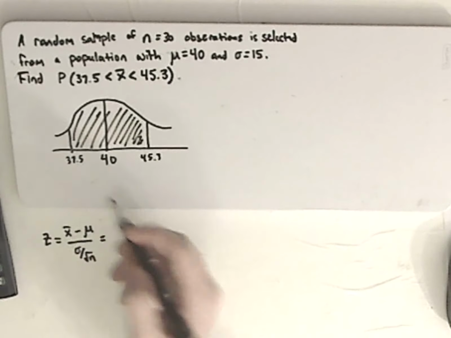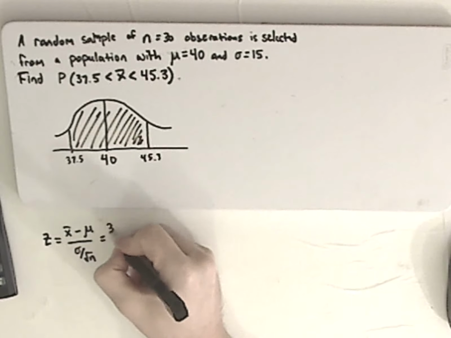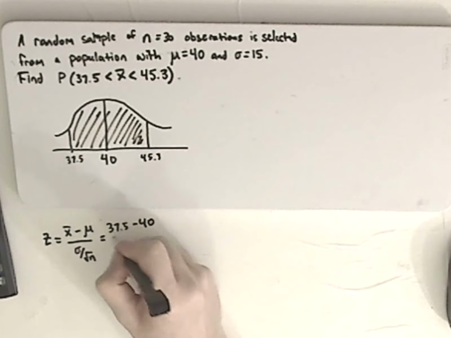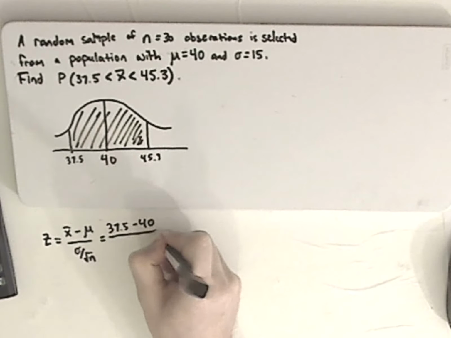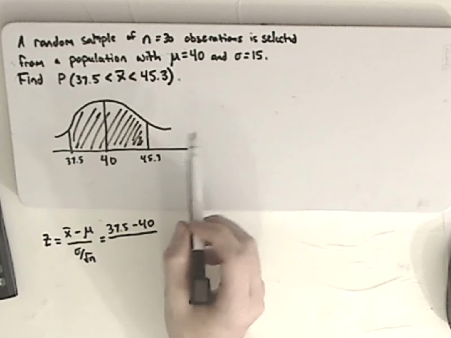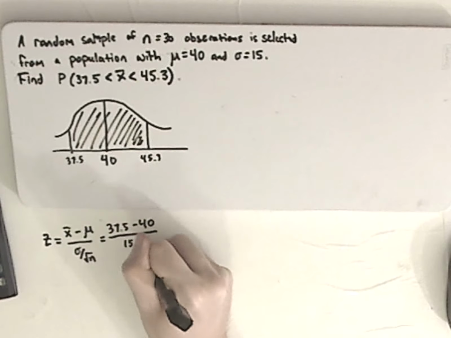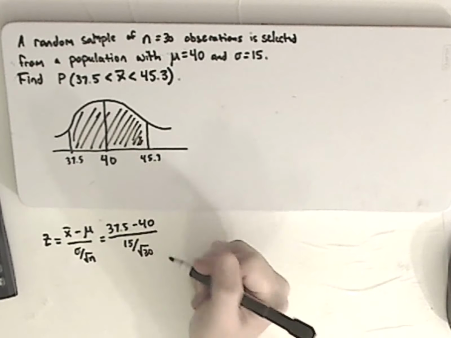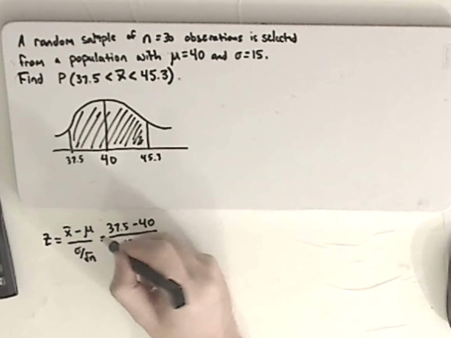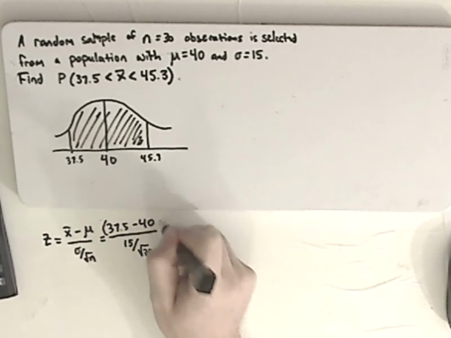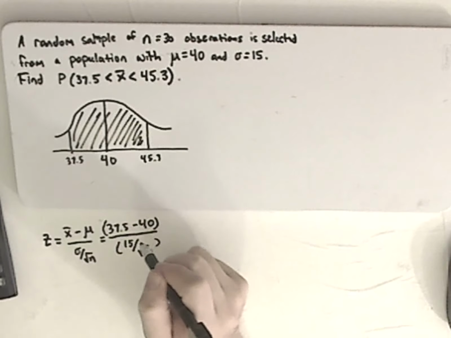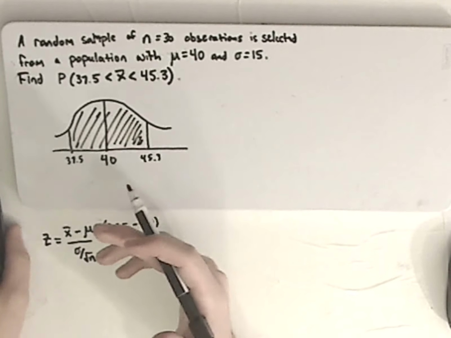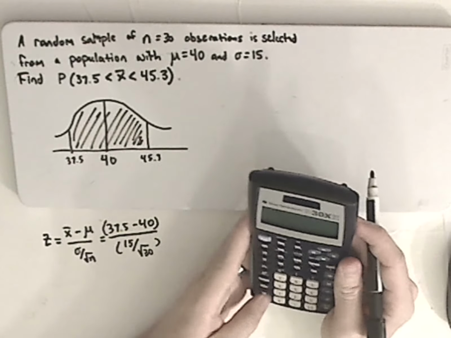So you plug everything in. In this case, it's 37.5 minus 40 over. Your standard deviation here is 15 over the square root of 30. With something like this, you want to put parentheses around the numerator and denominator when you're plugging it into a graphing calculator or even a scientific calculator.